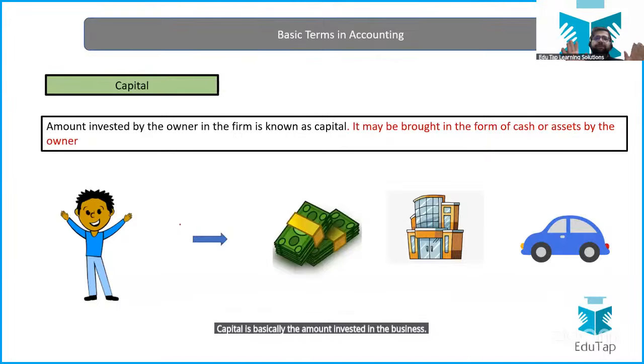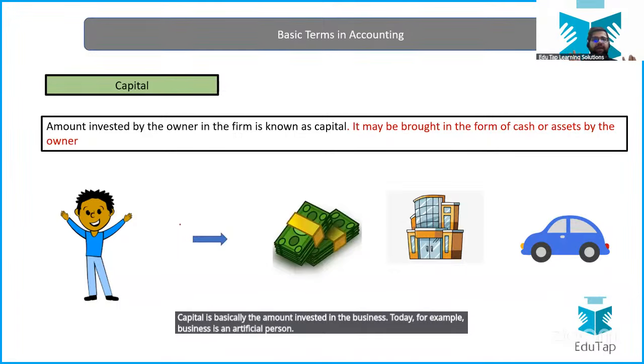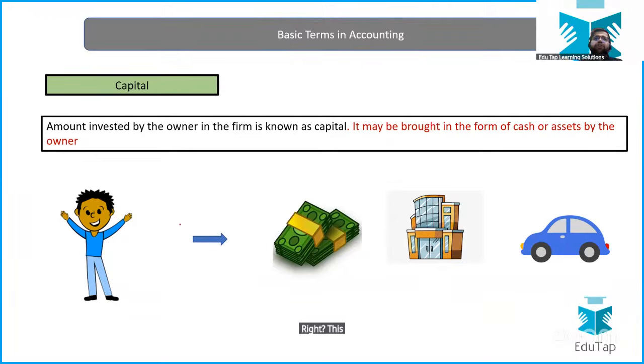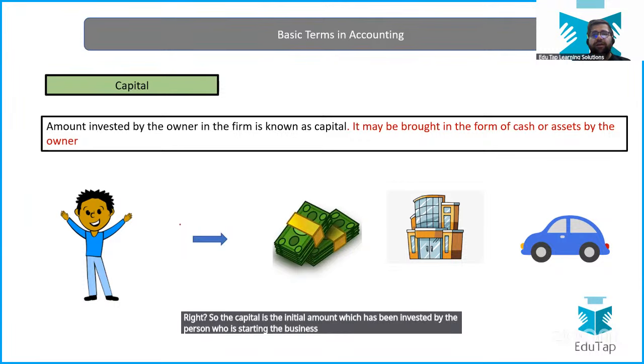Today, for example, business is an artificial person, right? This artificial person cannot just do the work by itself. You have to put certain money, then the work starts, right? So the capital is the initial amount which has been invested by the person who is starting the business, right?